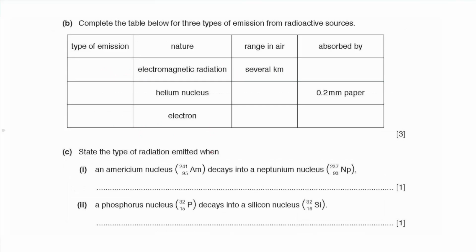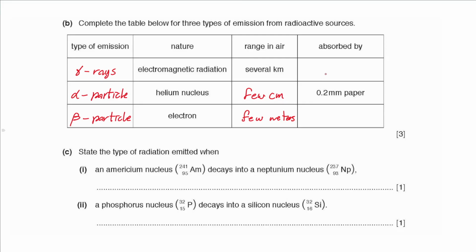Question B says complete the table below for 3 types of emission from radioactive sources. We have the nature of each emission. An electromagnetic radiation, that would be gamma rays. For helium nucleus, we have alpha particle. For an electron, we have beta particle. And the ranges in air, electromagnetic radiation several kilometers. For the alpha particles, we have a few centimeters, and for an electron, we have a few meters.